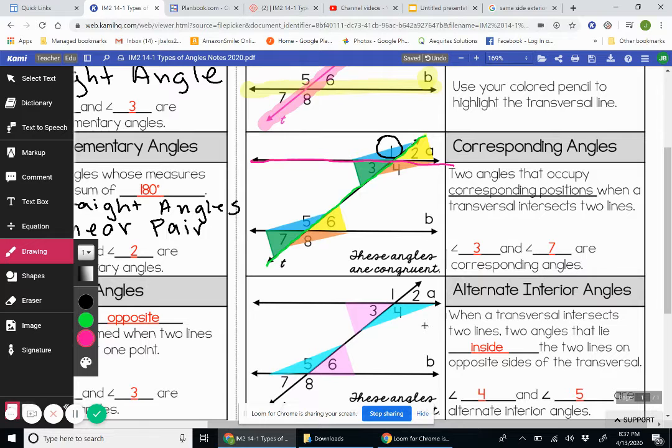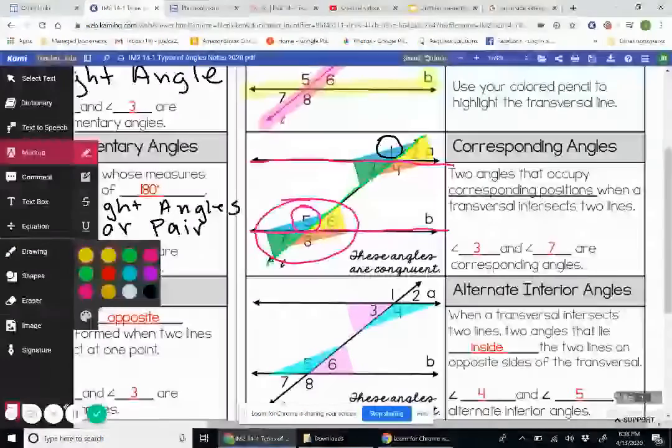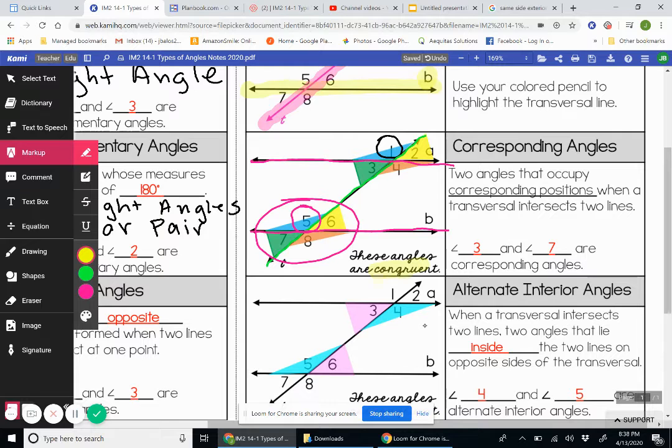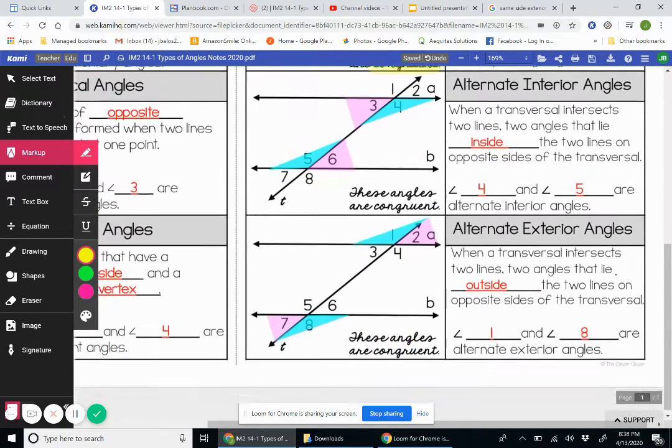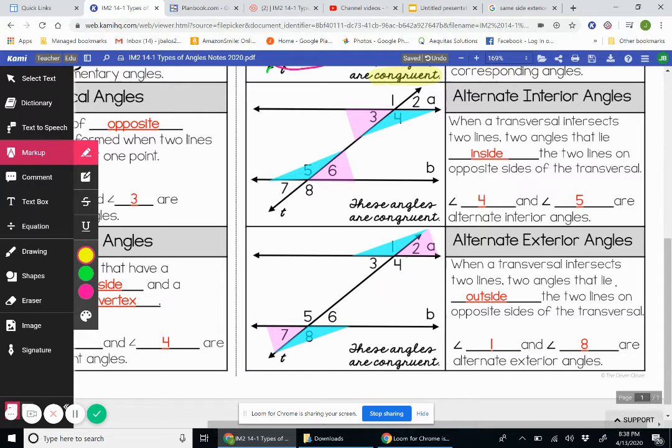If you look down at the next pair right here, again, you're going to look on the left-hand side and above this line. So 1 and 5 are corresponding angles. 2 and 6 are corresponding angles. 3 and 7 are corresponding angles. 4 and 8 are corresponding angles. What you really need to remember about corresponding angles is that they are congruent. Corresponding angles are congruent. Don't forget that. Corresponding angles are congruent.